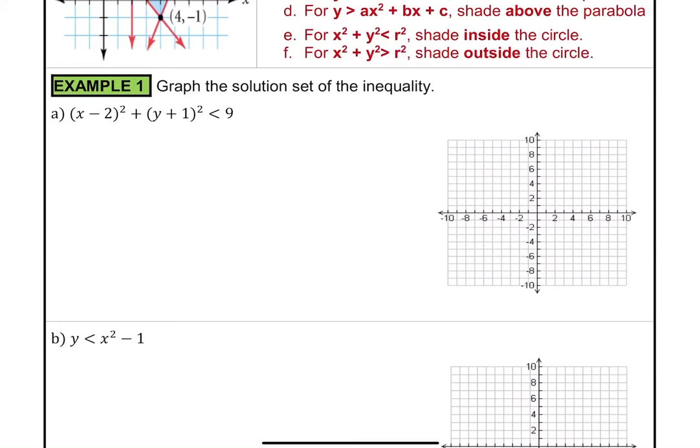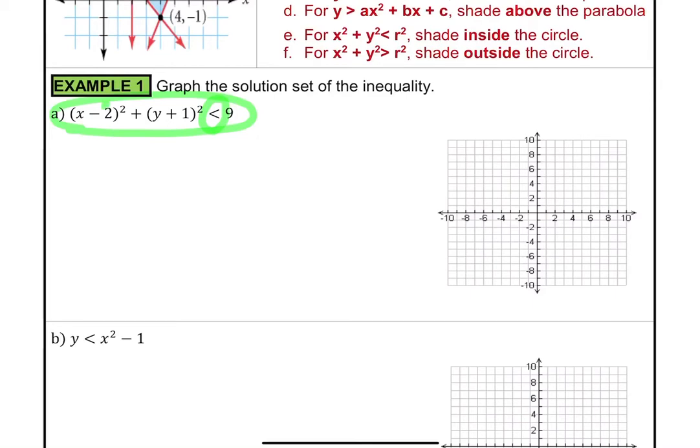So now what I have, if I'm just taking a look at it, is a circle. I see a circle here, x minus 2 the whole squared plus y plus 1 the whole squared is less than 9. So I'm going to first graph the circle, and because it is less than, it is going to be inside the circle, right?